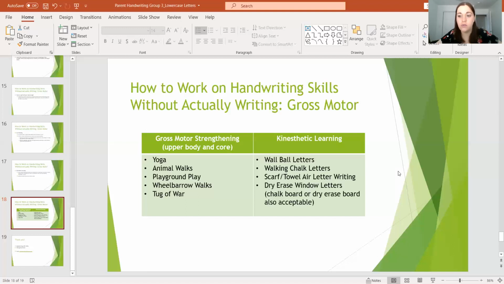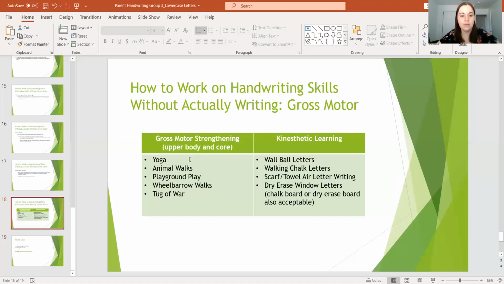Doing those bear walks, doing those crab walks, getting your body in different positions to strengthen the core and the upper body. And then playground play, that's the most occupation focused, that functional play, where the kiddos are climbing, they're hanging, they're doing so many great things to keep their body upwards and to engage that core and to strengthen their arms and their hands.